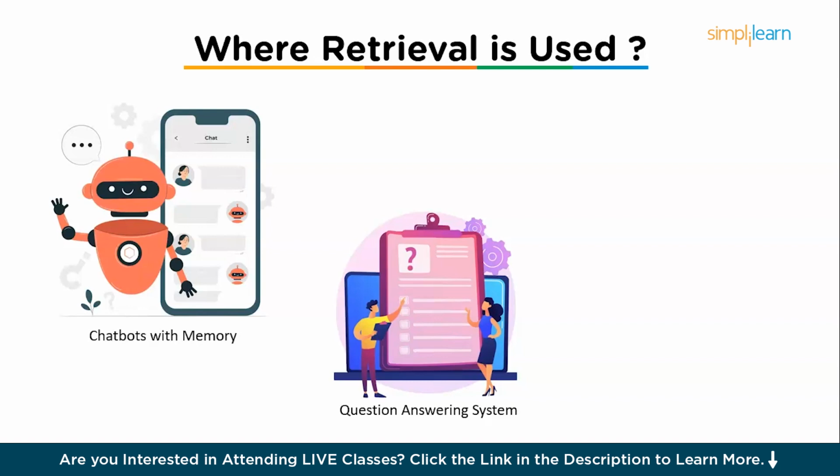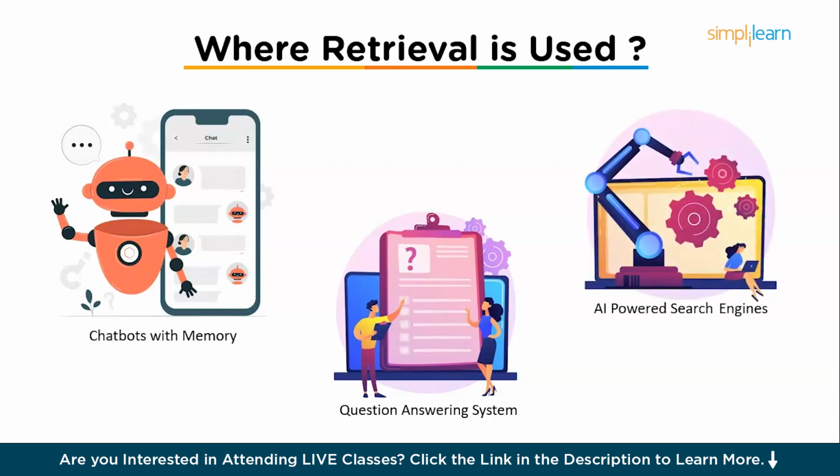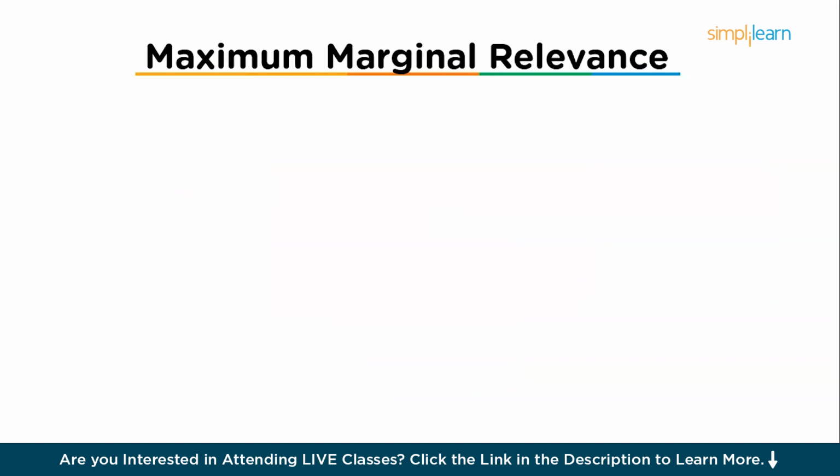Then it can be used in AI-powered search engines. That is for semantic search. So the techniques we will be talking about today are new to the market. The first one we will be talking about is maximum marginal relevance.